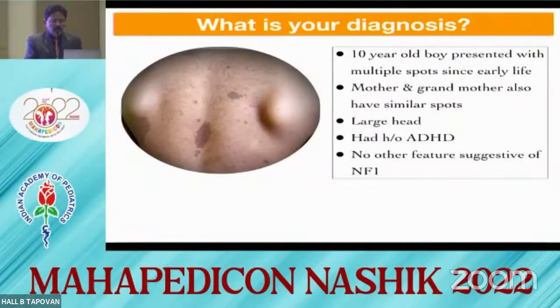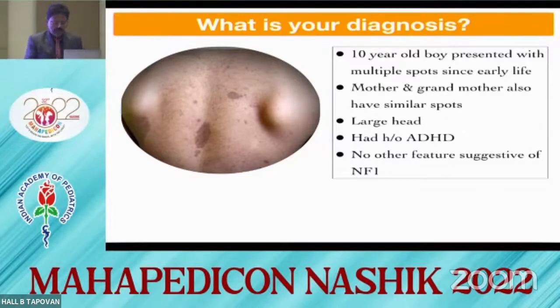This is again a patient presenting with a lot of brown spots, and everybody will say that yes, maybe we are dealing with a case of neurofibromatosis type 1. Mother is also having similar spots. They present with a large head, ADHD, no other feature suggestive of NF1. We know that there are set criteria for diagnosis of NF1. So there is no other feature except for this.